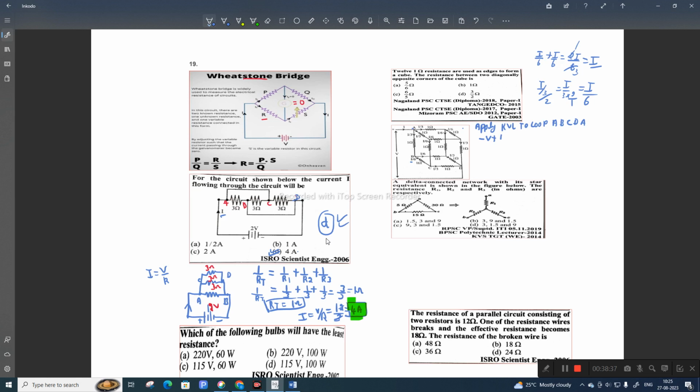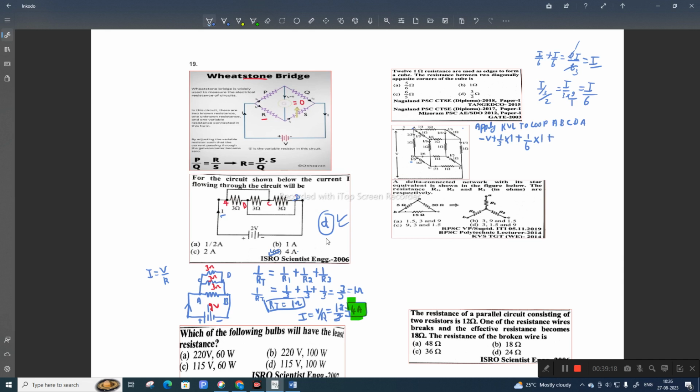Minus V, if you take, then it comes as plus I by 3 plus I by 3 into resistor 1 ohm. Why I by 3 into 1 ohm? Because we are writing KVL, current into resistor. This is the current into resistor. Then plus, next at point B also, I by 6 into 1 ohm, that is current into resistor.